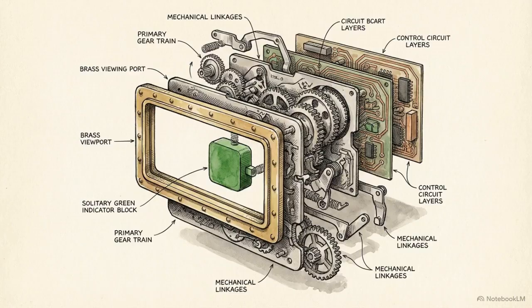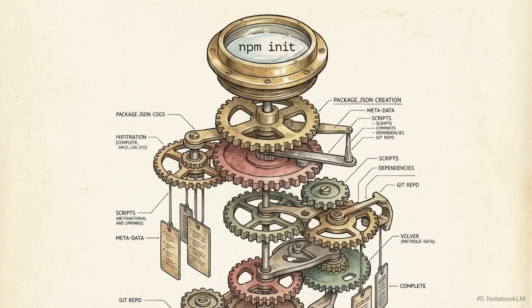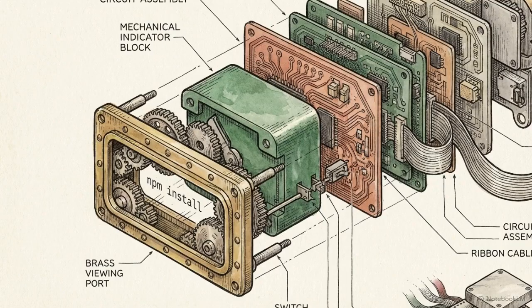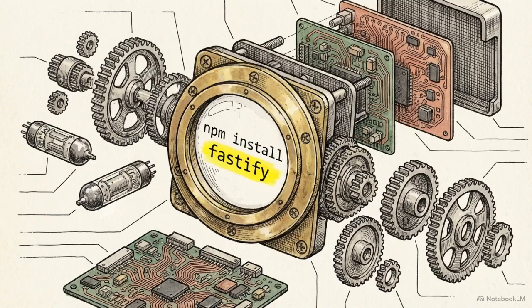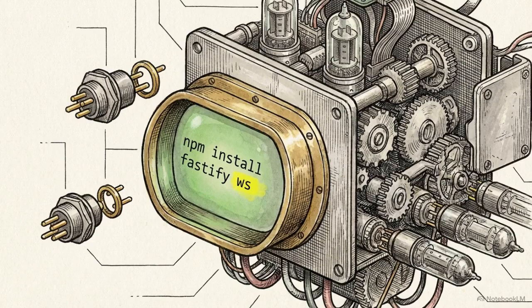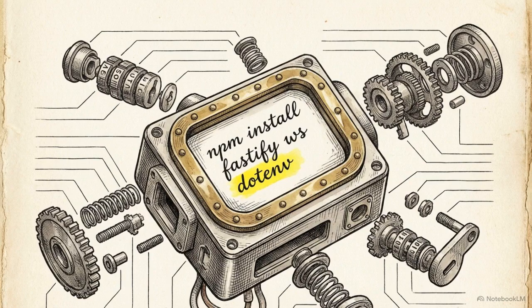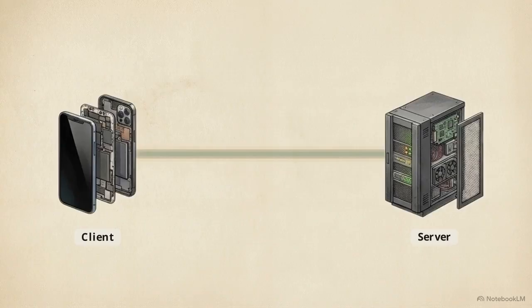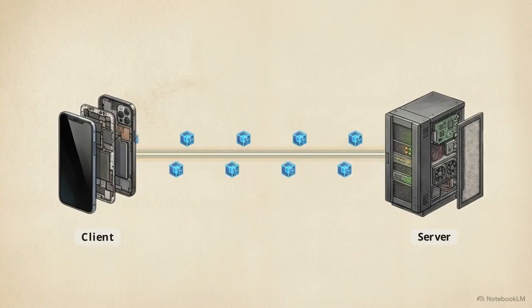Step 1 is initializing the project. Open your terminal, create a new directory, and run npm init to generate a package configuration file. Next, install the specific dependencies. You need Fastify for routing, WS for WebSocket connections, and .env for environment variables. A WebSocket is a communication protocol that allows for the continuous two-way audio streaming required for a phone call.